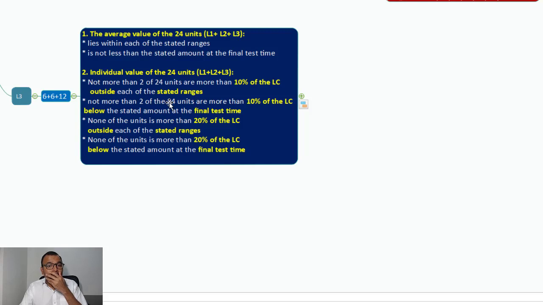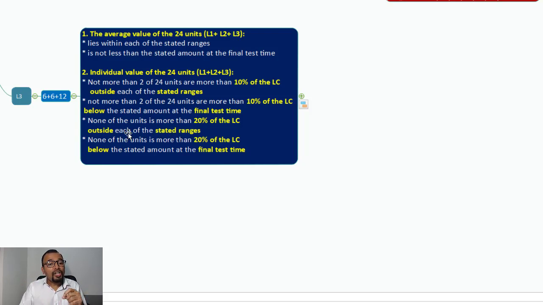And what I've said, for the 20 to 60%, is for what? This is only for the two units out of the 24 units. The second acceptance criteria for the individual units, right? Not more than two of the 24 units are more than 10% of the label content below the stated amount at the final test time. So if the final test time is, let us say, 80%, 80 minus 10 becomes 70. So up to 2 units can be less than 70, but not more than that.